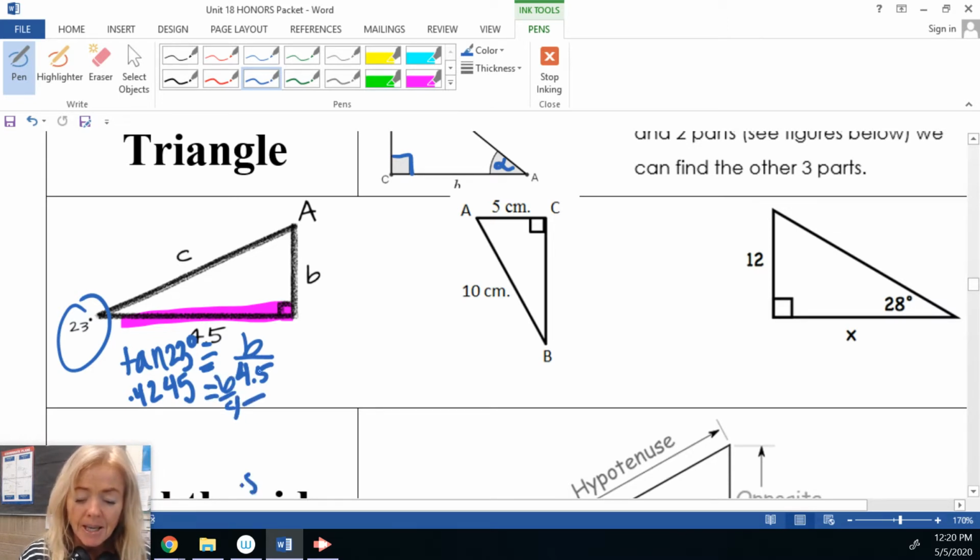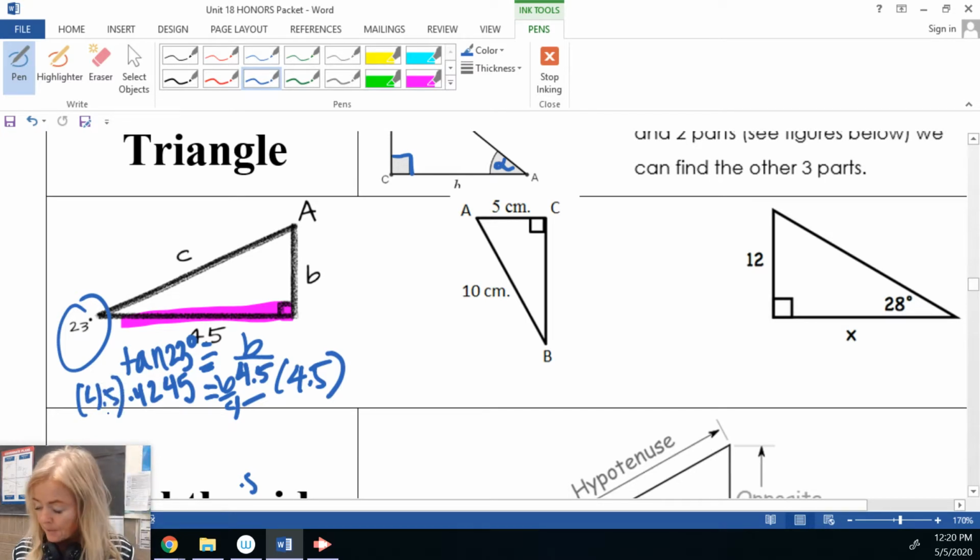When that's the case, we can just multiply both sides by 4.5, and we've got what b is equal to: 4.5 times tangent 23. You can do that in the calculator, and you get that this side is 1.9 units. So pretty awesome that we can find any side knowing two things, an angle and a side. We can find either of the other two sides. So we can do the same thing.